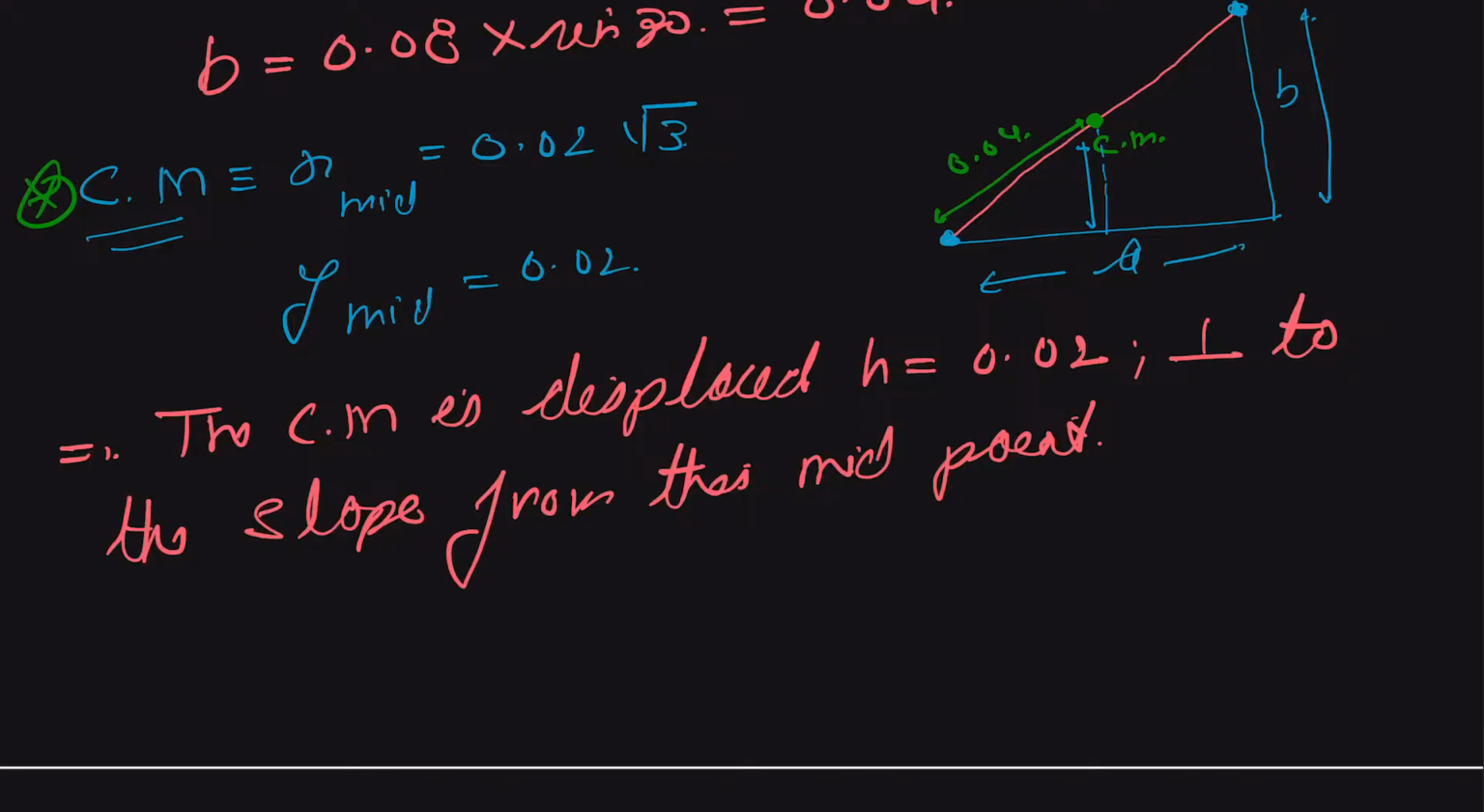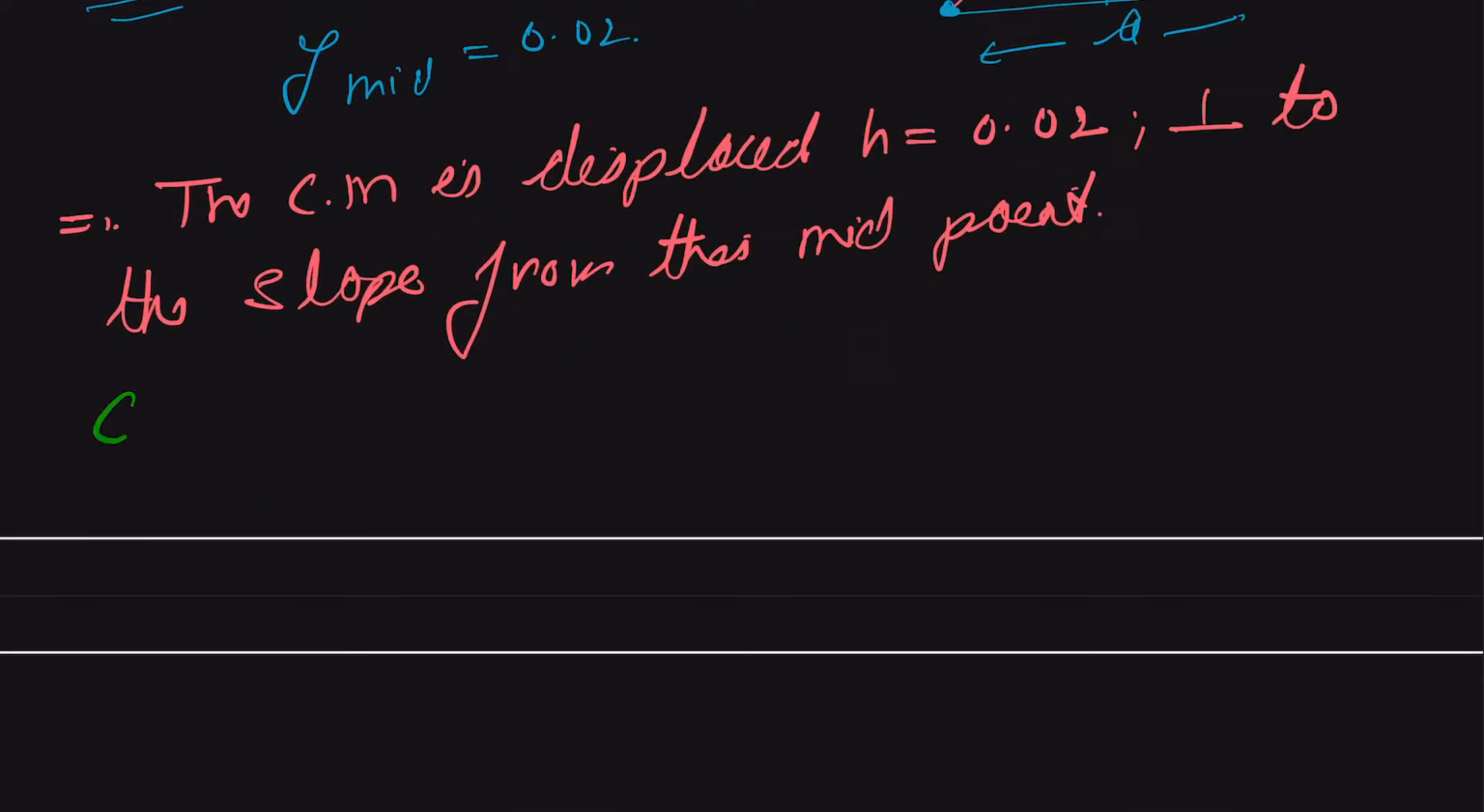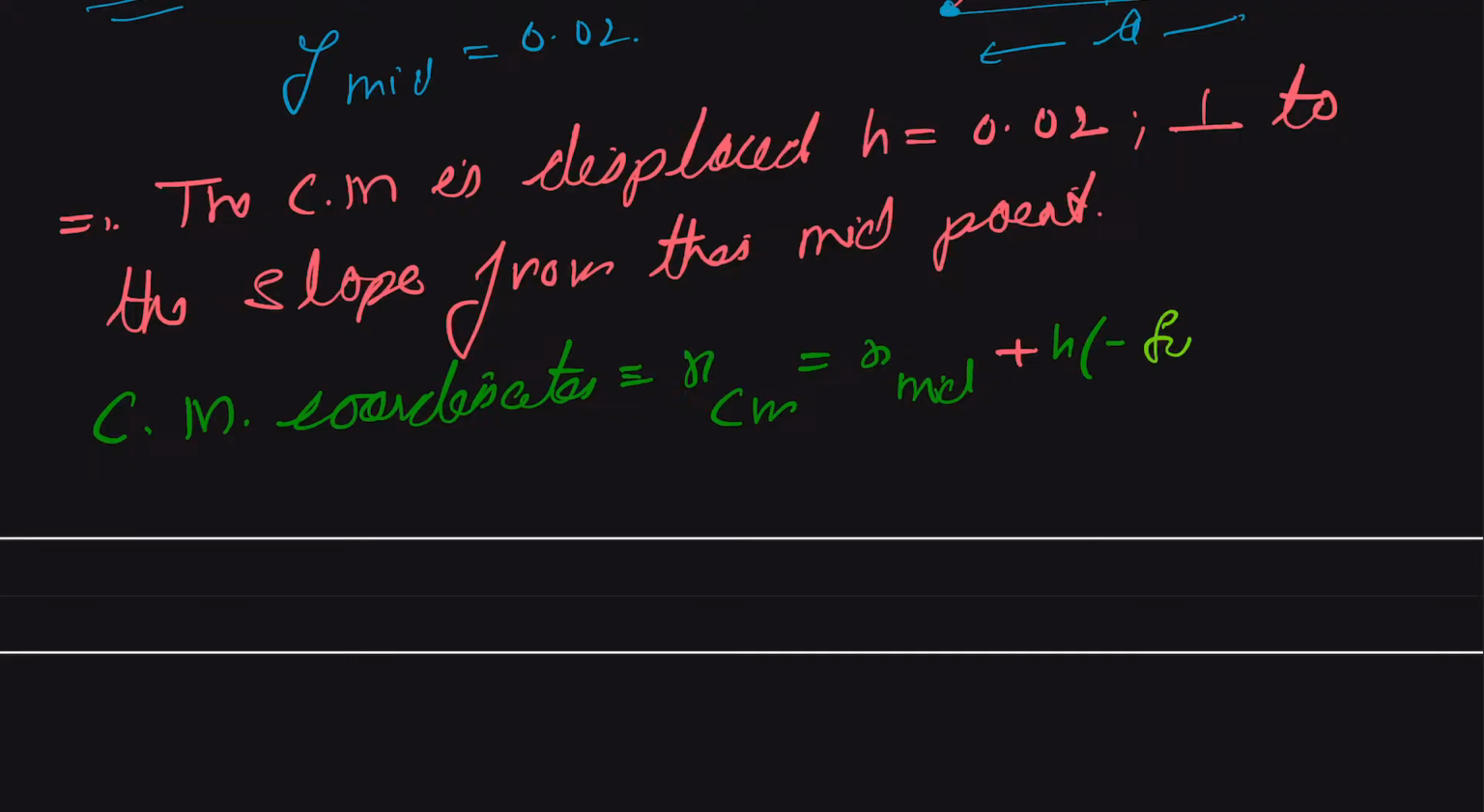One second, let me check. 0.4 x mid. Okay, so we can say that the center of mass coordinate, let us call this xcm, will be equal to our x mid, plus the displacement of its height h, that will be plus h, and this will be our minus sine of theta.